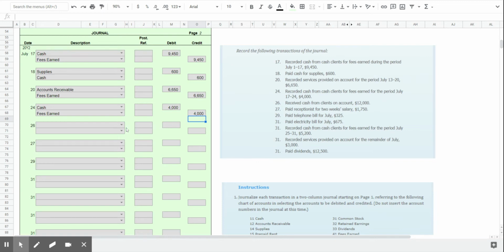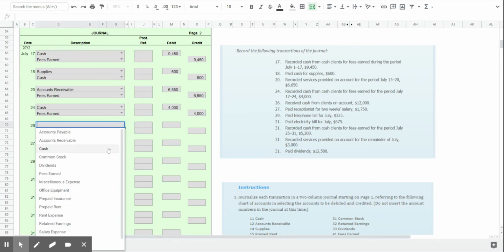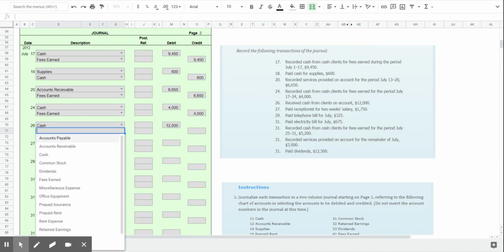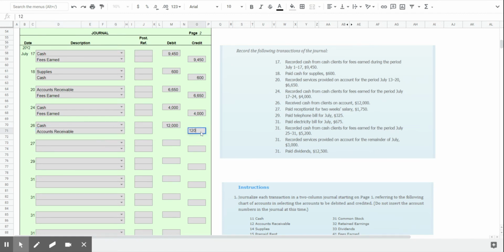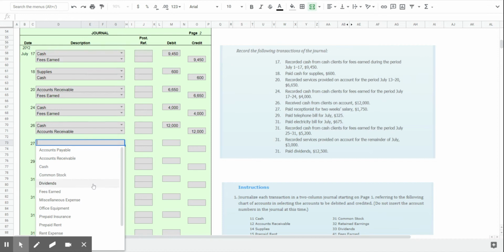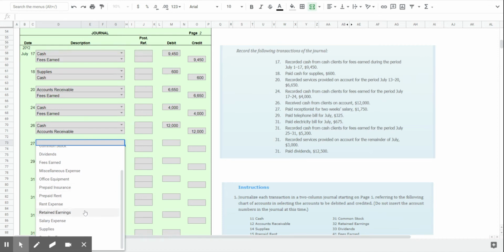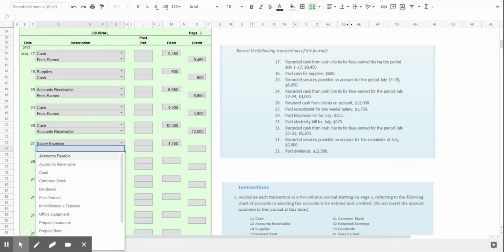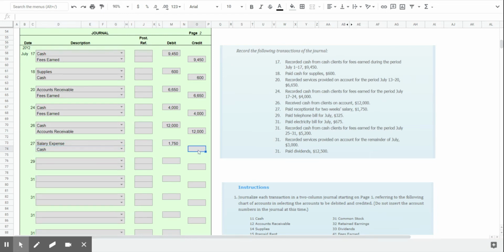We received cash from clients on account on the 26th. So our cash is going to go up by $12,000. And our accounts receivable is going to go down. The customers did owe us that money, but they no longer owe us. So the asset accounts receivable is going to go down. We paid our receptionist again, and so we're going to report that salaries expense of $1,750. And because we were paying the receptionist, our cash goes down by that same amount.